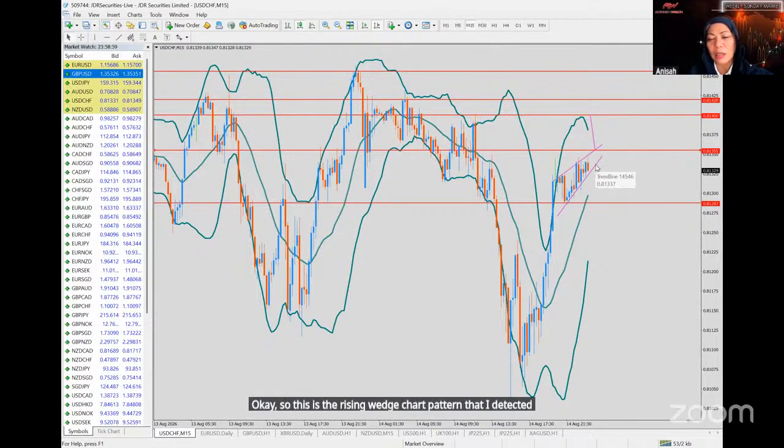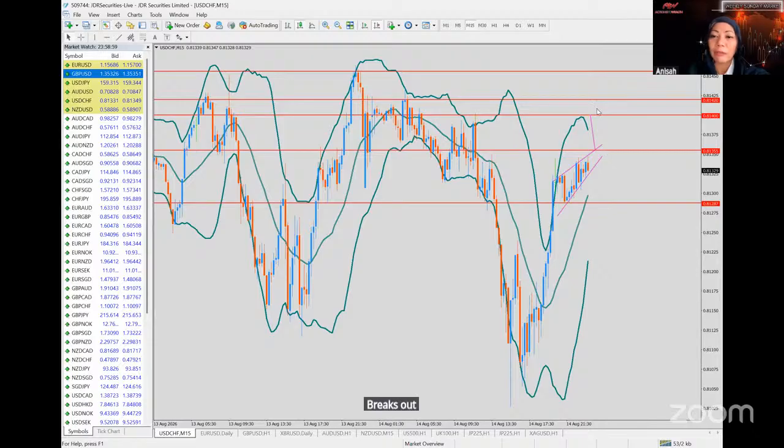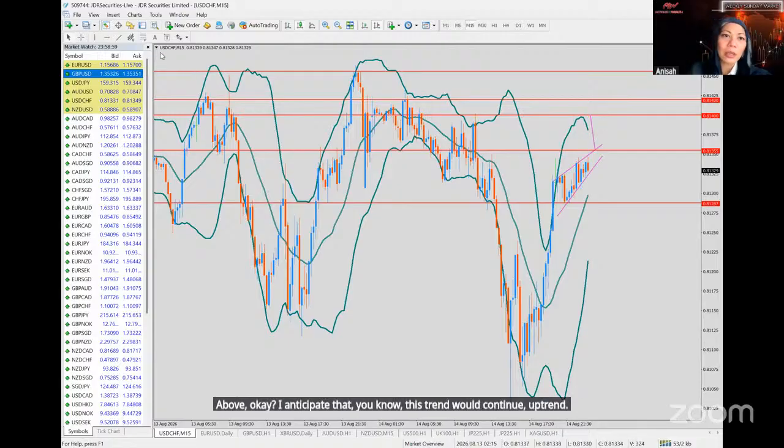This is the rising wedge chart pattern that I detected. It is not complete yet, so it is a rising wedge in the making. I anticipate it will take a few more bars. This is the M15 chart, so a few more bars of M15 before it breaks out above. I anticipate that this trend will continue as an uptrend. So that's the dollar Swiss M15 outlook.